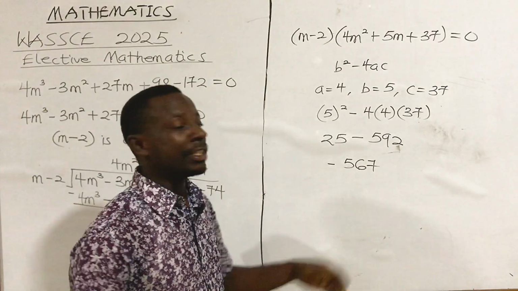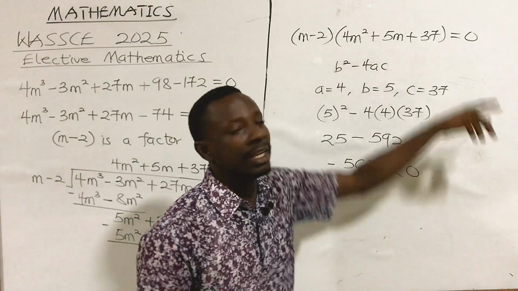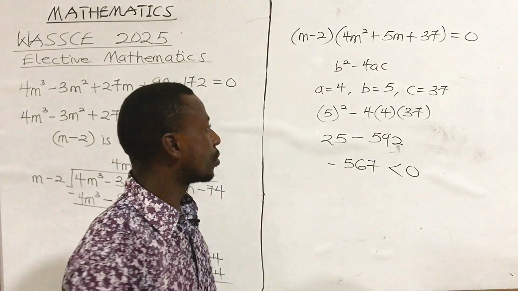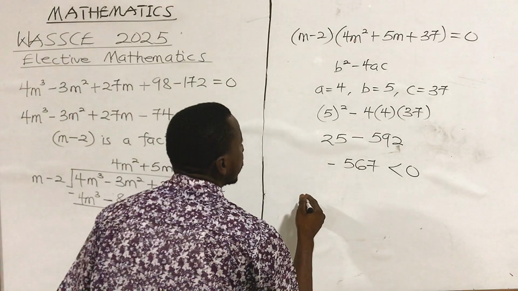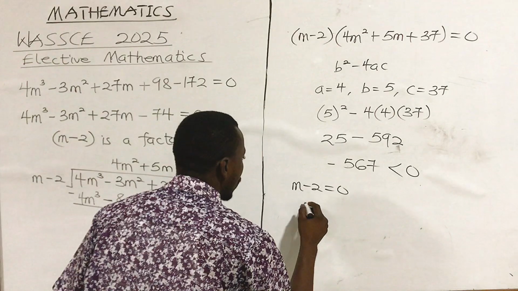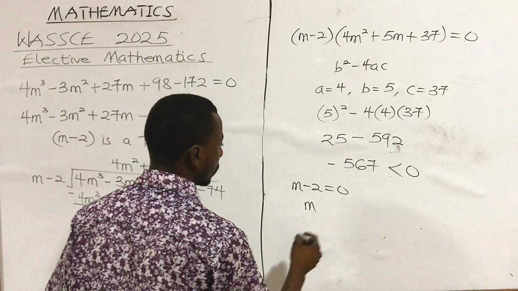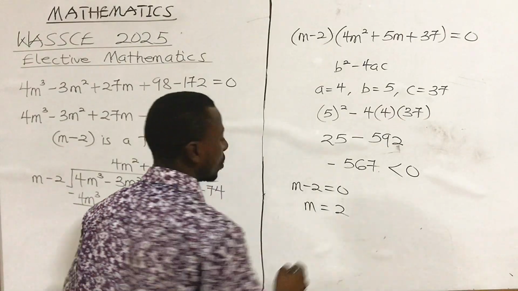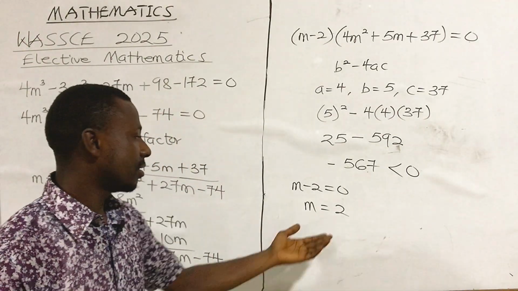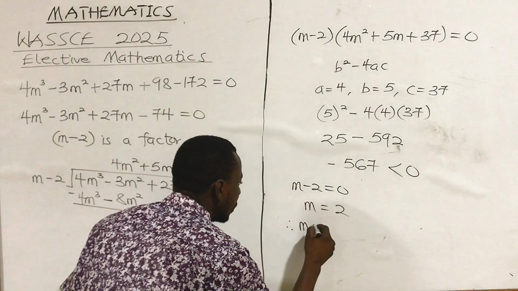And because the discriminant is less than 0, everything here is going to be a complex root. So because of that, we can say that m minus 2 is equal to 0, where m is equal to 2, because the question said where m is an integer. So therefore, m is equal to 2.